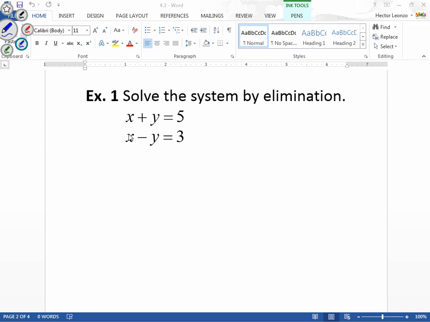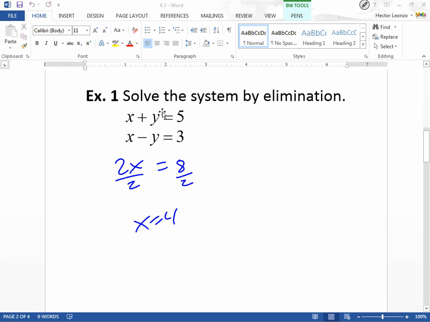If I combine the x's, x plus x, I'm going to get 2x. If I combine the y's, that one cancels out. When I combine the 5 and 3, I get 8. So 2x equals 8. Let me divide both sides by 2, and x equals 4. Once again, for elimination, when we combine our like terms, one of the letters cancels out. So that's why we call it elimination.